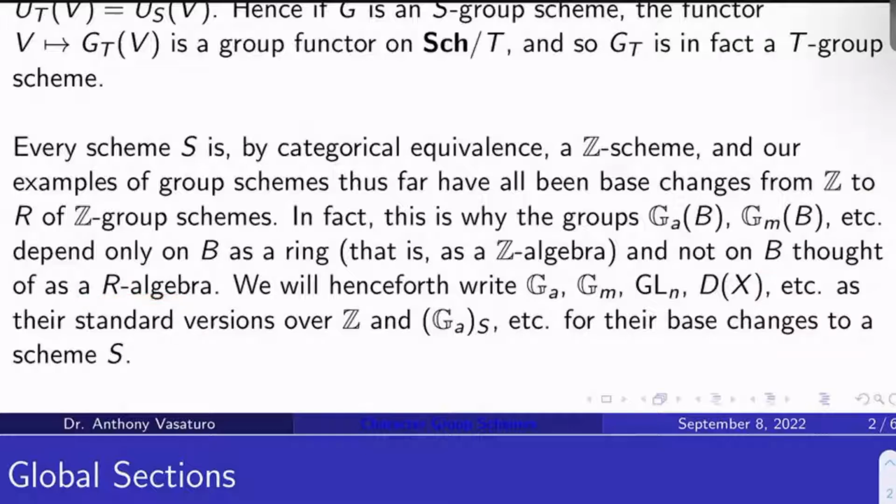And so from now on, we're going to write just G sub A, G sub M, GL sub N, D of X, etc., to refer to their standard versions over Z. And if I want to refer to their versions over S, their base changes to S, I'll write something like G sub A sub S.